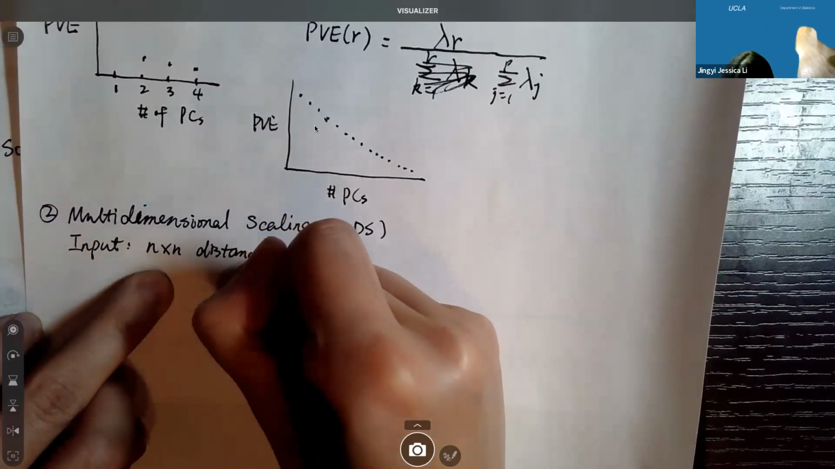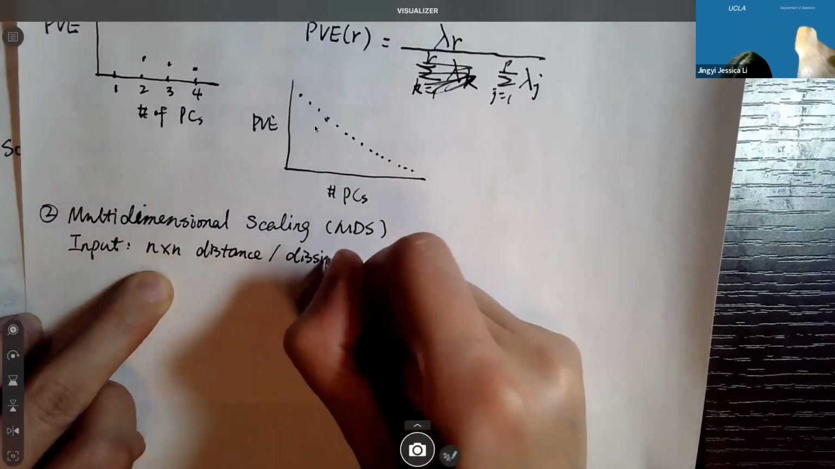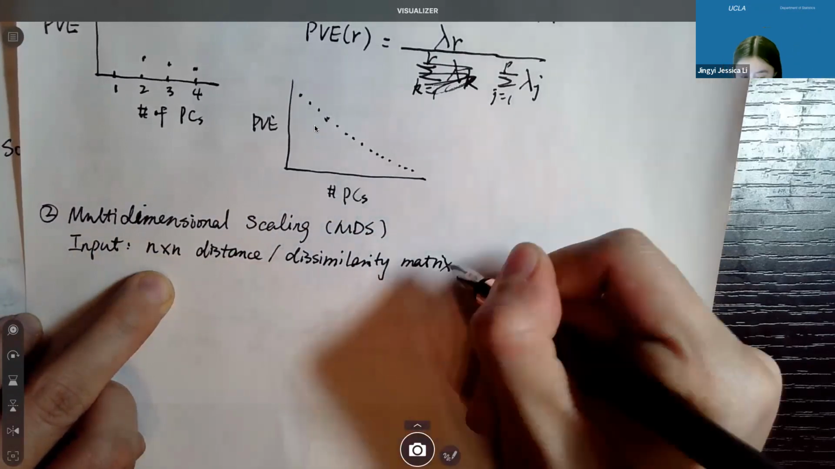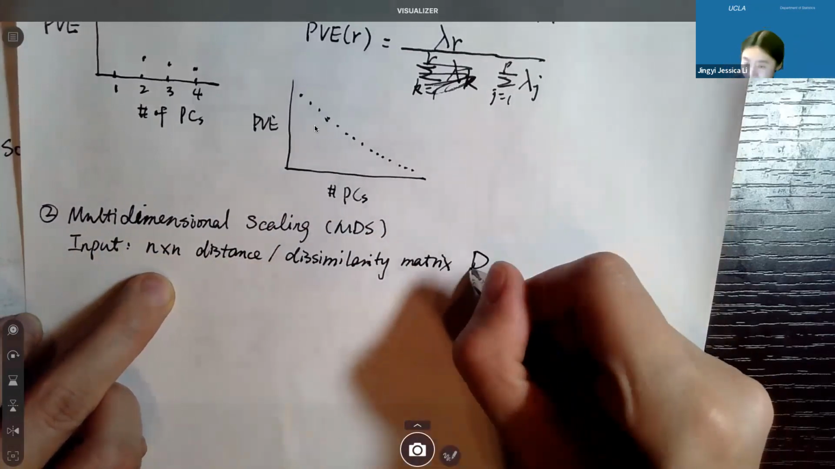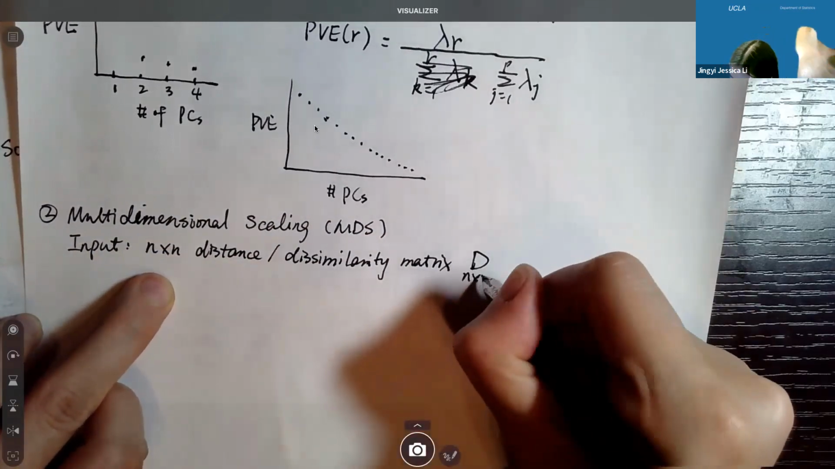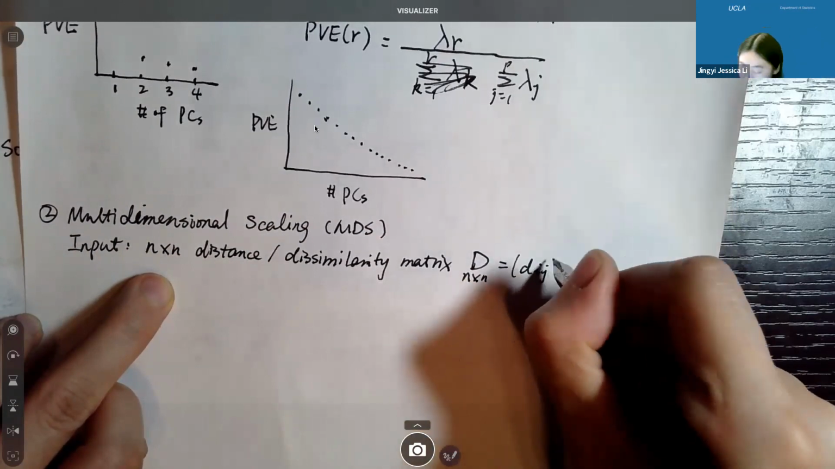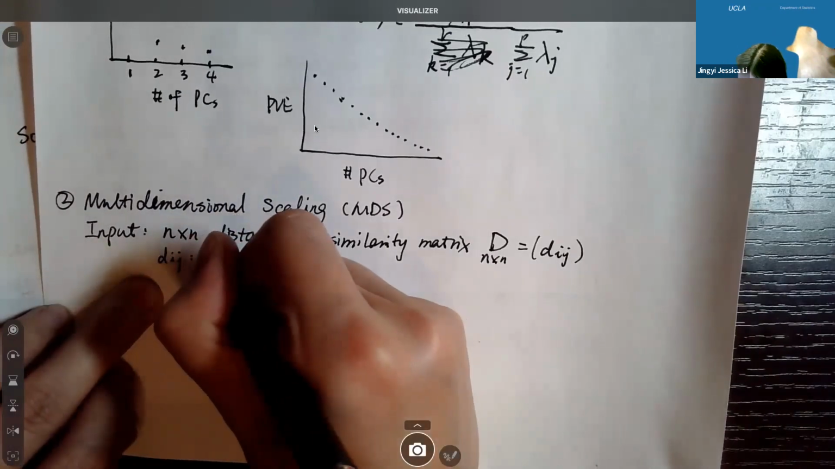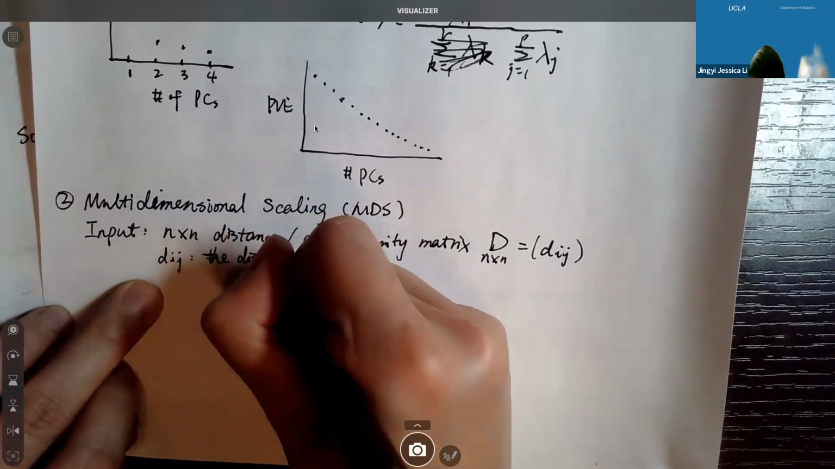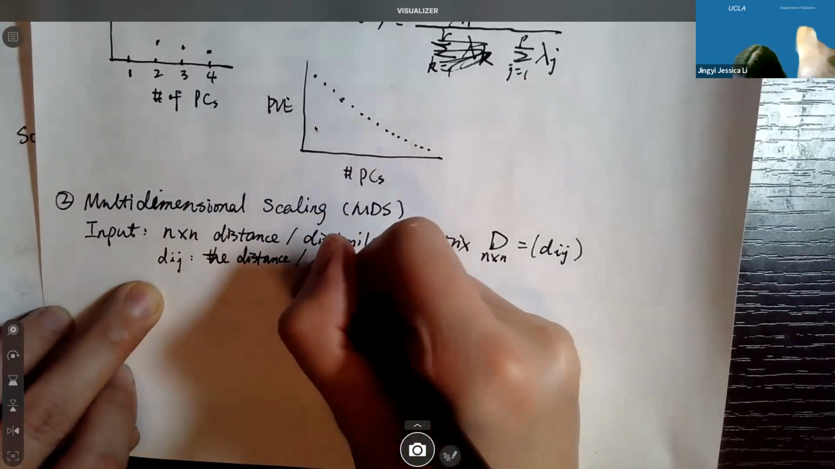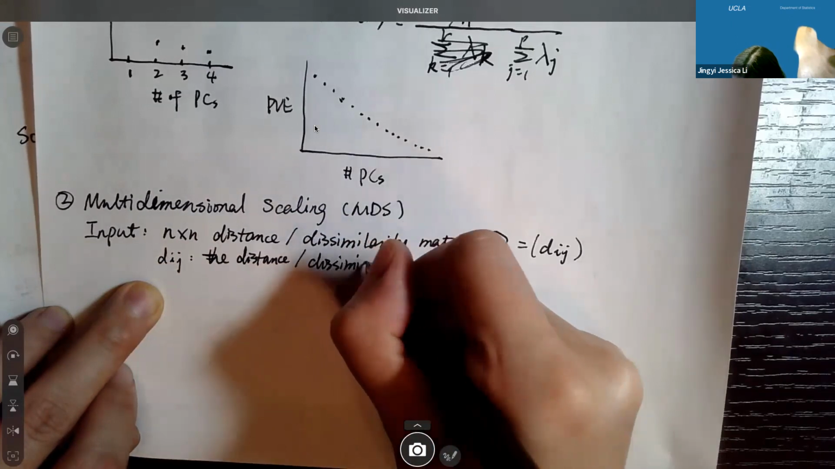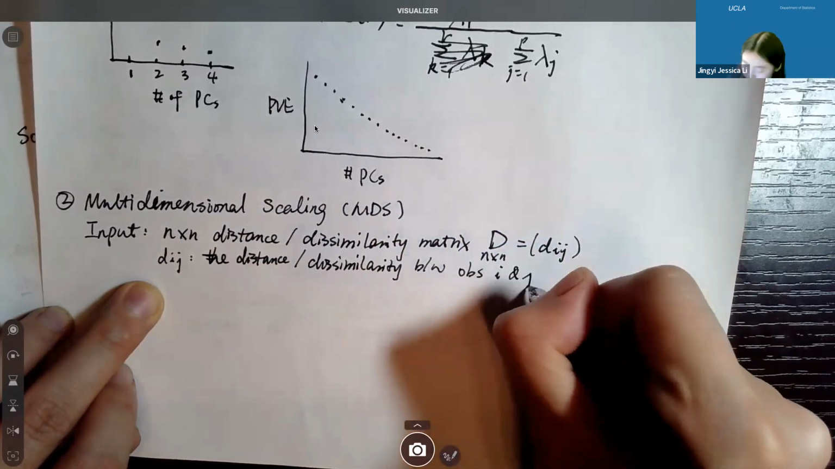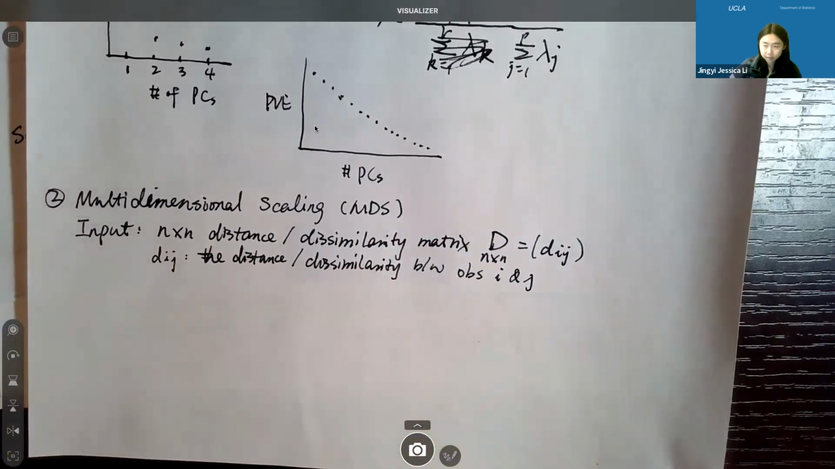It could be a distance matrix or just some dissimilarity matrix. So we call that D, and it's N by N. And we denote its entries as Dij. Okay, so Dij is basically the distance or dissimilarity between observations i and j. That's Dij. This is your input.